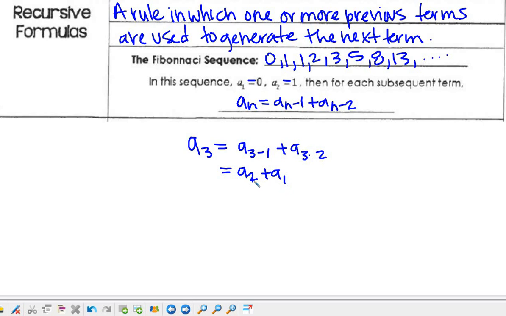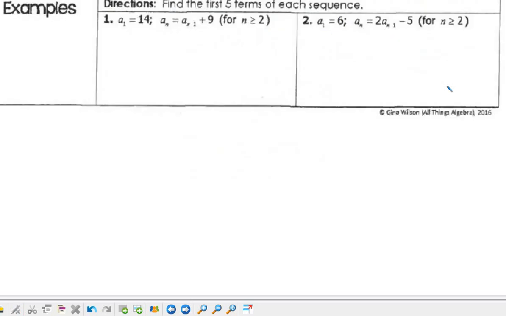So again, the term before it and the term 2 before it, which is what we did. 0 plus 1 is the third term. So the second term plus the first term was the third term. Okay? So don't get bogged down in the notation.